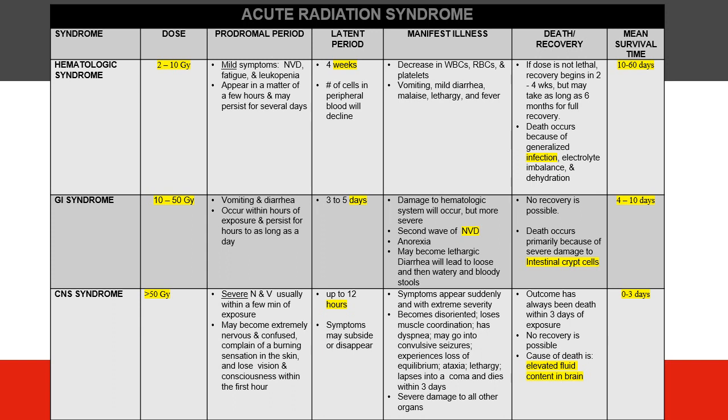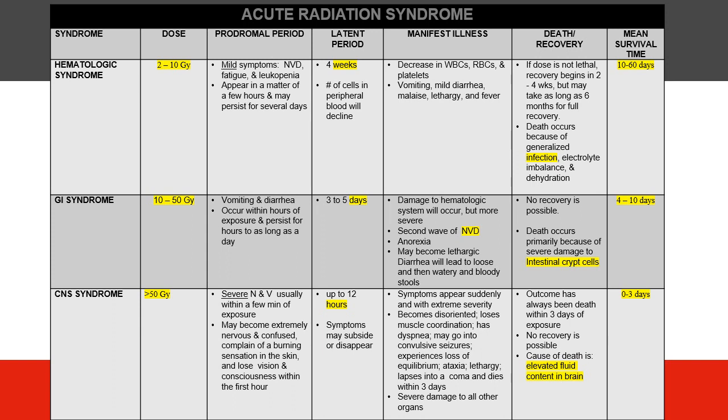So the dose for GI syndrome is 10 to 50 gray, and you have vomiting and diarrhea within a few hours of the exposure. In this case, the actor was able to go and talk with his girlfriend and settle some things for himself before he got sick. And then he had 3 to 5 days where he felt good, the latent period, so they showed that in the movie as well. Not so much in the movie, but they displayed a little bit of it.